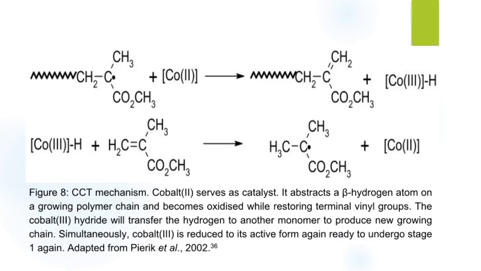Figure 8, CCT mechanism. Cobalt-2 serves as catalyst. It abstracts a beta hydrogen atom on a growing polymer chain and becomes oxidized while restoring terminal vinyl groups. The cobalt-3 hydride will transfer the hydrogen to another monomer to produce new growing chain. Simultaneously, cobalt-3 is reduced to its active form again, ready to undergo stage 1 again.